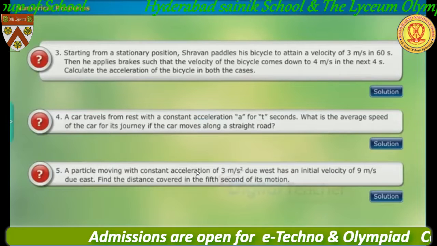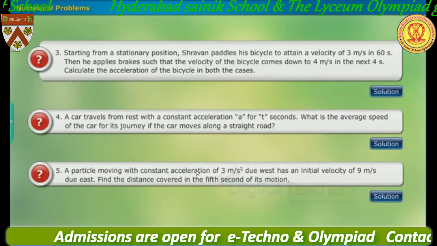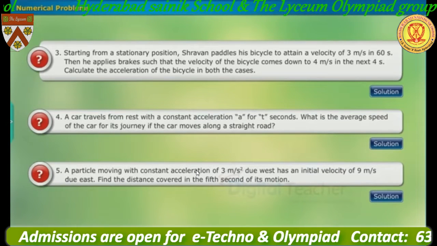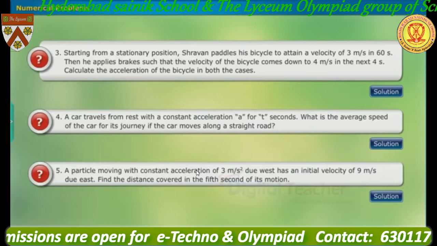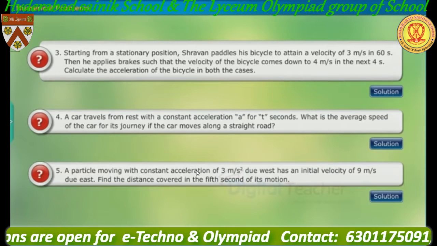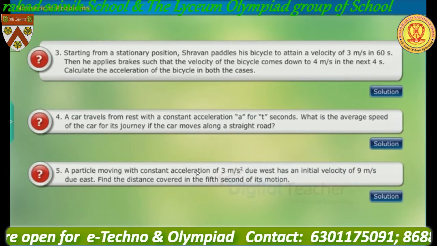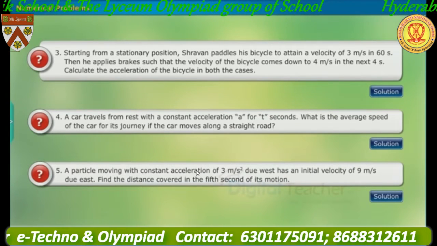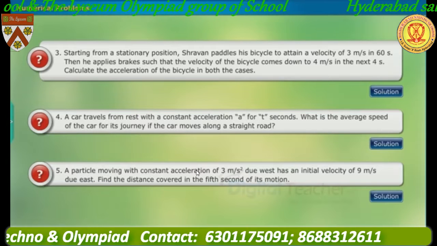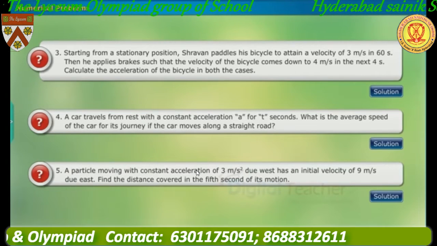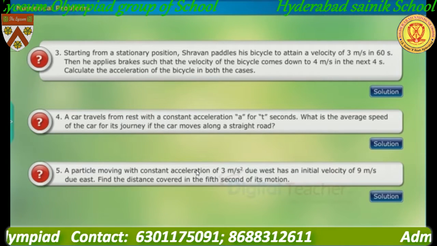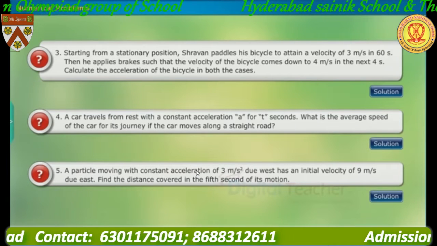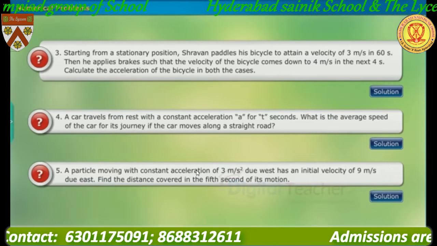Numerical problems. Starting from a stationary position, Shravan pedals his bicycle to attain a velocity of 3 meters per second in 60 seconds. Then, he applies brakes such that the velocity of the bicycle comes down to 4 meters per second in the next 4 seconds. Calculate the acceleration of the bicycle in both the cases.